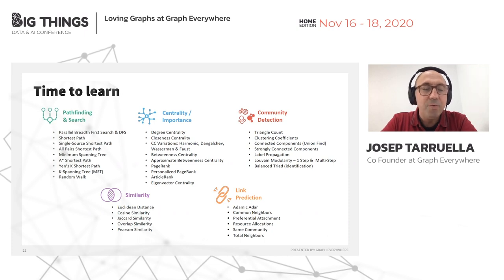Centralities, to rank the importance of an entity, of a customer, of a product, of whatever it is. And we have here degree centrality, closeness centrality, PageRank, all these ranks that give us scorings of importance of an element. Then community detection, like Louvain, like label propagation, and link prediction.